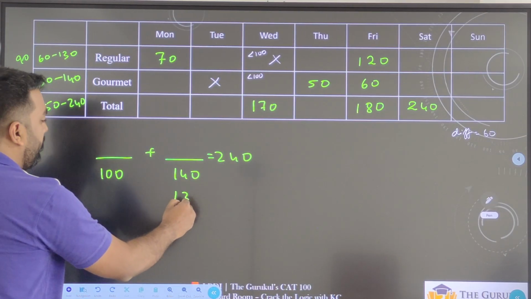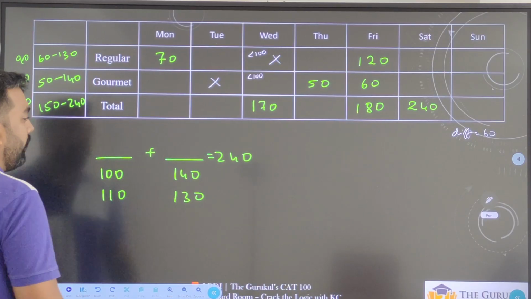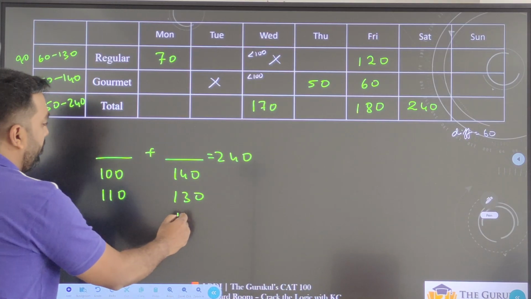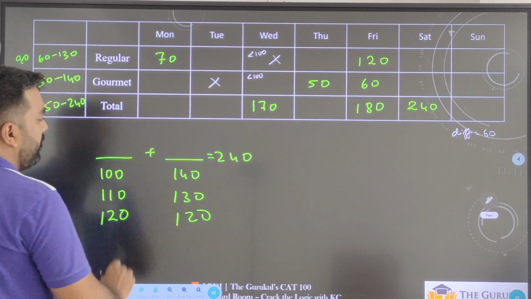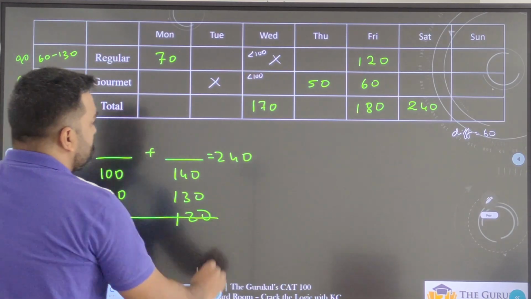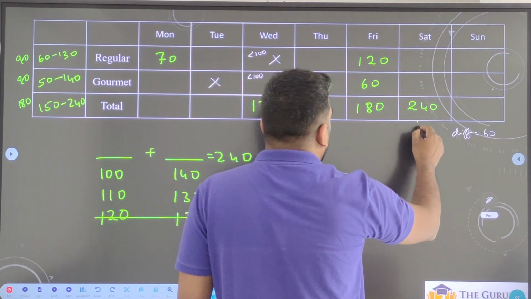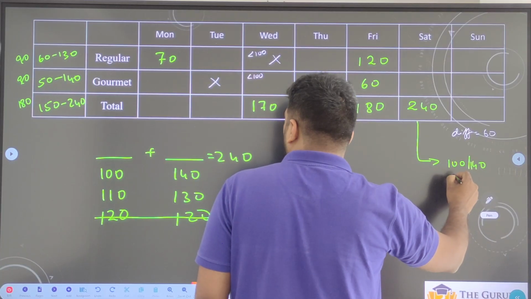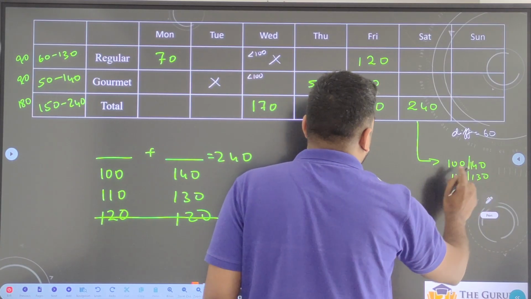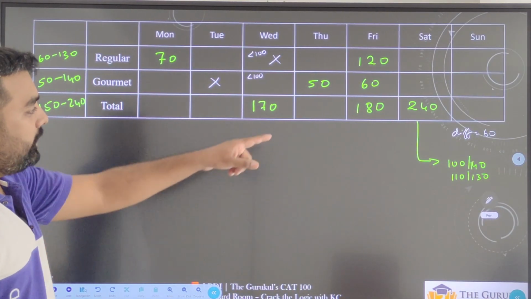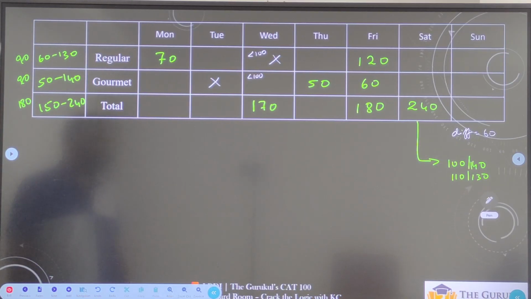Fair enough. If I take this as 130, this will be 110. That is also fair enough. If I take this as 120, the other should also be 120, which is not possible. Clear? Over here there are 2 values, 100 and 140, and I don't know which is where, and I have 110 and 130. These are the 2 different possibilities we can talk about. And the difference is 60. Difference of 2 numbers is 60.